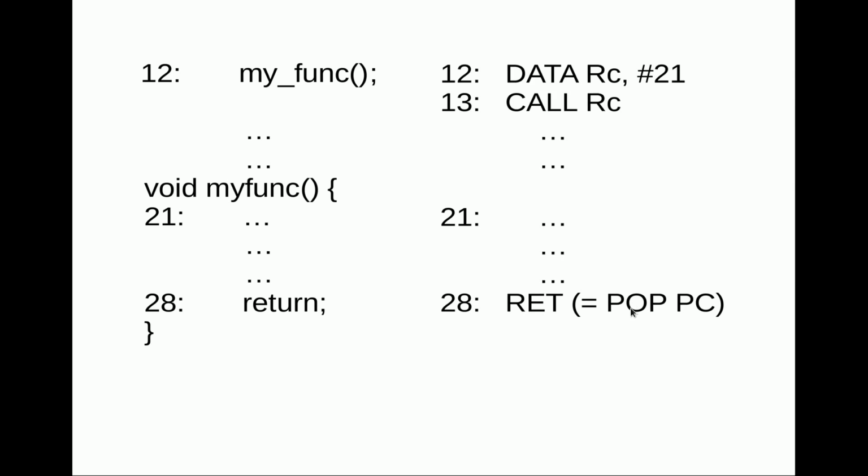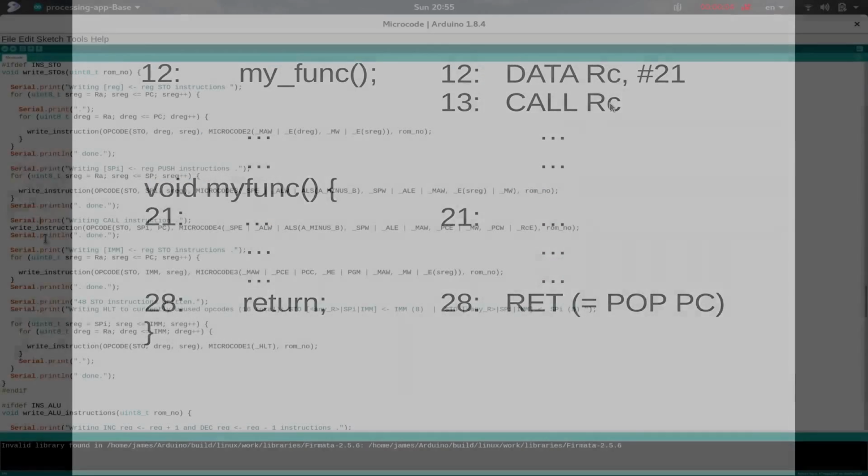And so this special pop into the program counter, we'll give that a special name as well. We'll call that the return instruction. But the return instruction really is a pop into the program counter. It doesn't do anything extra. Whereas this is a little bit more than a push of the program counter. It's a push of the program counter onto the stack, and then subsequently a jump to the address which is located in the C register.